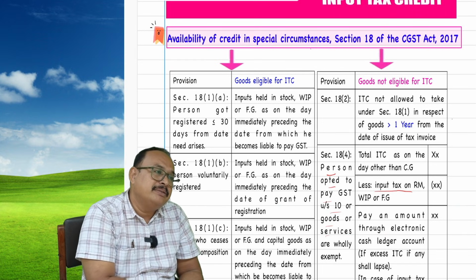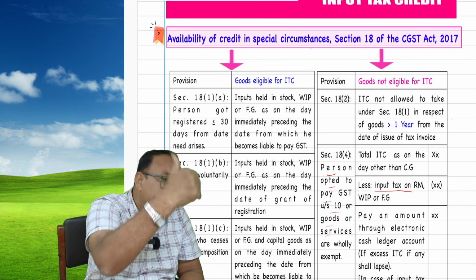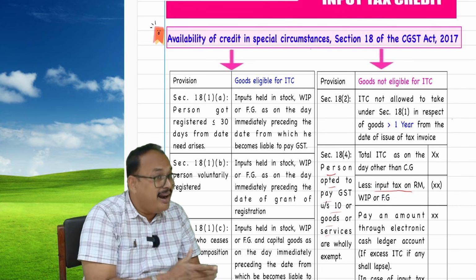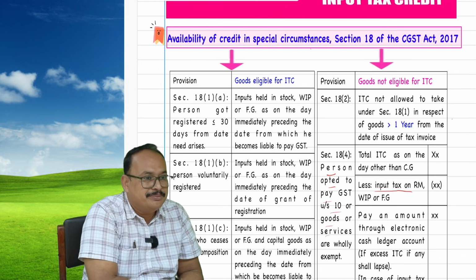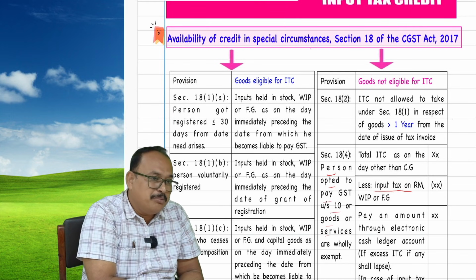Is that clear, sir? But how does 18.1D differ from 18.1A? In 18.1A, you are now going for registration. In 18.1D, you are already registered, but wholly exempted. Get my point? That is the difference.